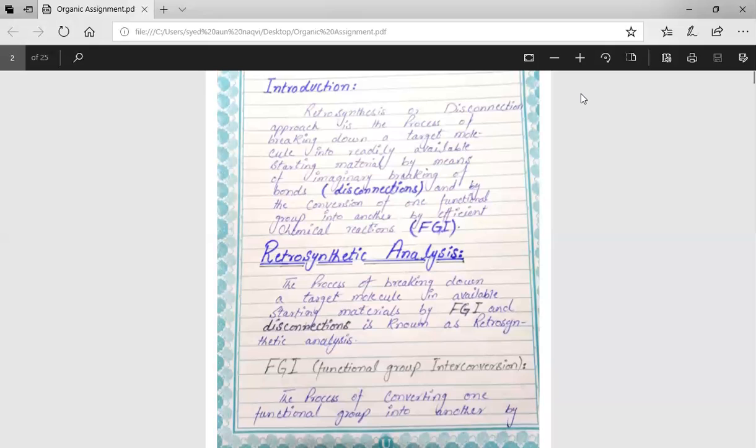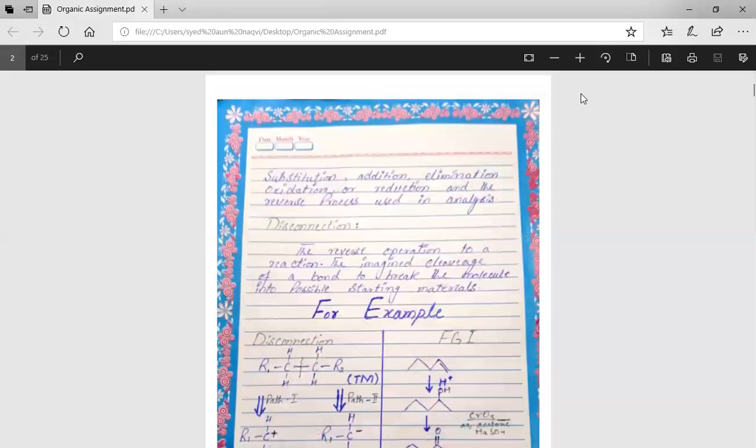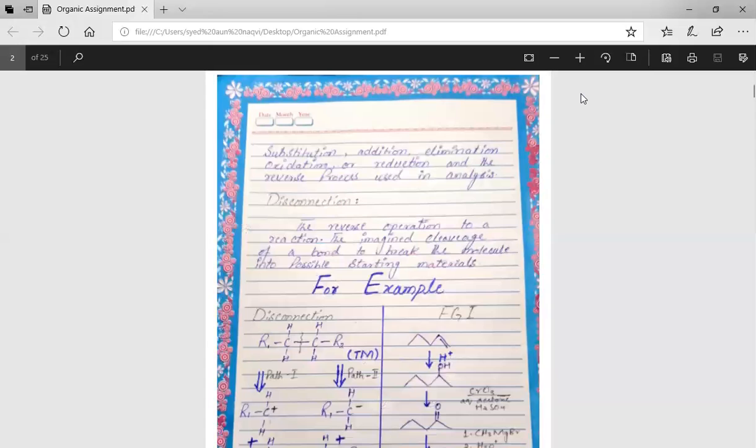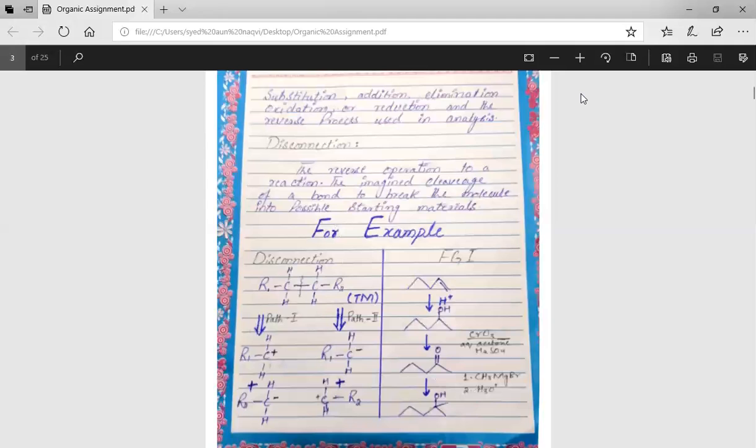It is the process of converting one functional group into another by substitution, addition, elimination, oxidation, or reduction, and the reverse process in analysis is functional group interconversion. The next one is disconnection: the reverse operation to a reaction, the imagined cleavage of a bond to break the molecule into possible starting materials. Disconnection is a paper operation involving an imagined cleavage of a bond.